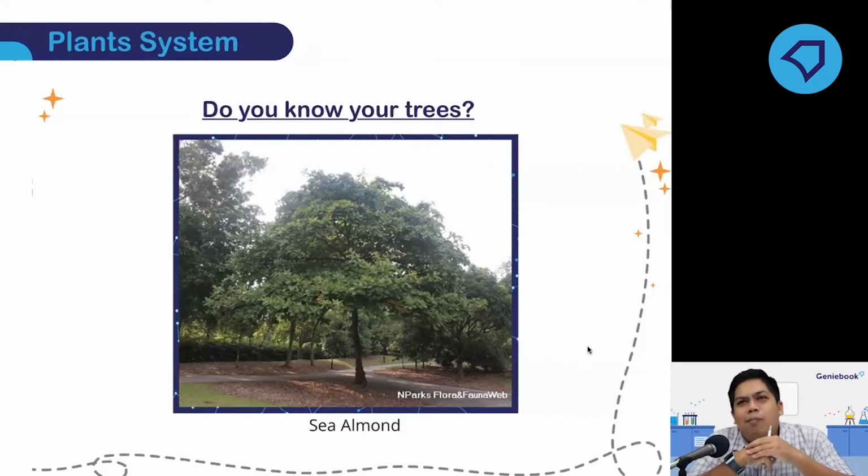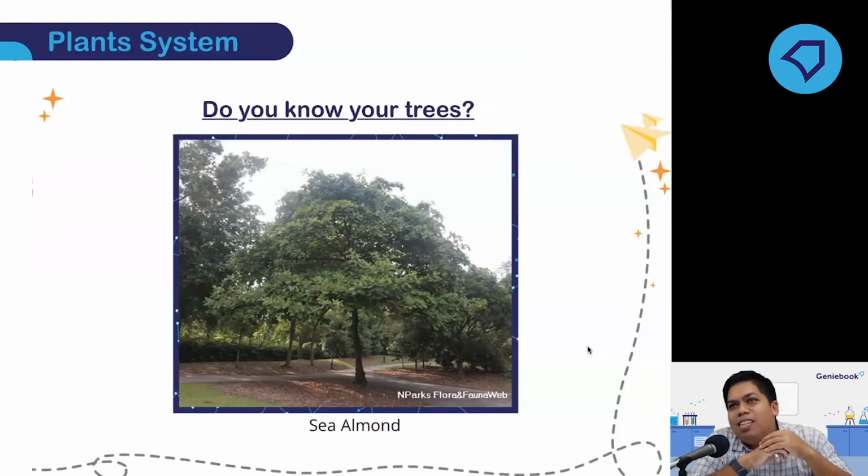So sea almond is not so common. That means you can't see it everywhere at the roadside or at a footpath and so on. It is actually more in parks. If you go to parks, anywhere, Pasir Ris Park, East Coast Park, West Coast Park, then our NEA, National Environment Agency, will actually plant these trees because it is quite unique and it looks very nice for the scenery. So again, take note of the name.